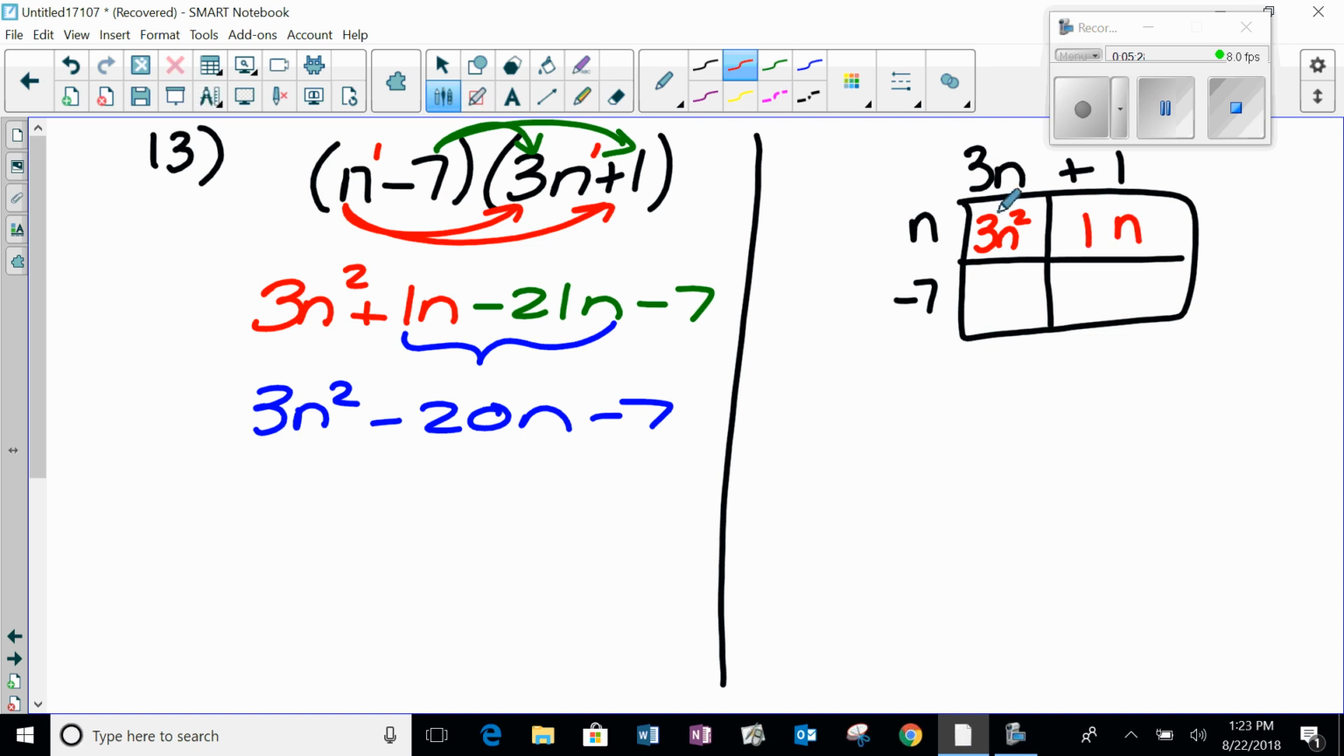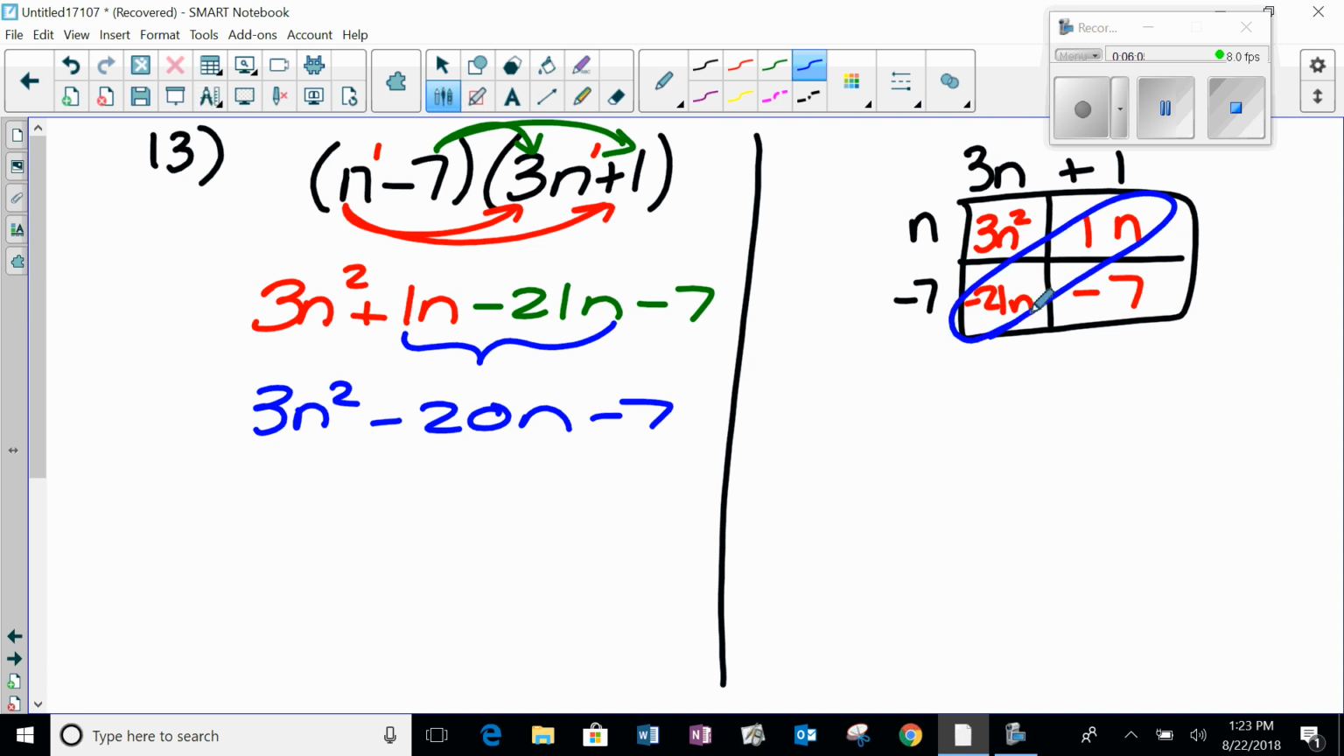I'm going to multiply the column times the row. So negative 7 times 3n is a negative 21n. And then finally, the last two is 1 times negative 7, which is negative 7. And you can see the numbers inside the box are the same thing that we got out here. So it's just whether you're more visual and want to see it inside the box, or if you like it more linear. Doesn't matter to me. I don't care which way you solve it. Now, from here, we still have to combine like terms. Your like terms are going to be diagonal from each other.